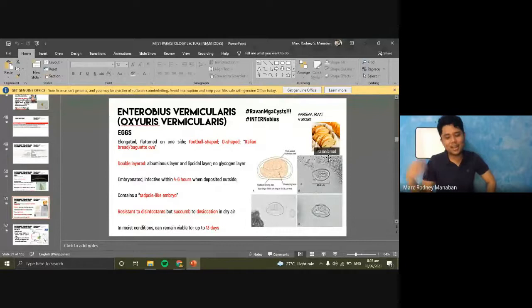Those are the eggs. Take note of the characteristic. D-shaped, all right? D-shaped, flattened on one side, football-shaped, D-shaped egg. Okay? It has a tadpole-like embryo. Please take note. All right. So, D-shaped.